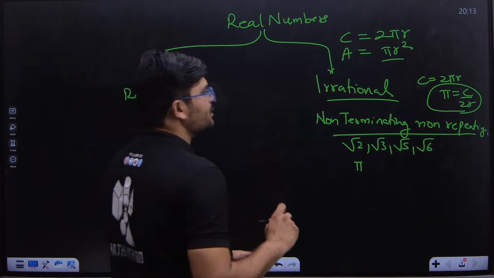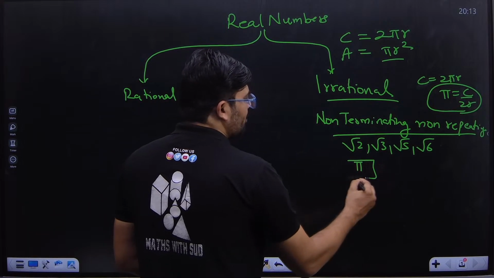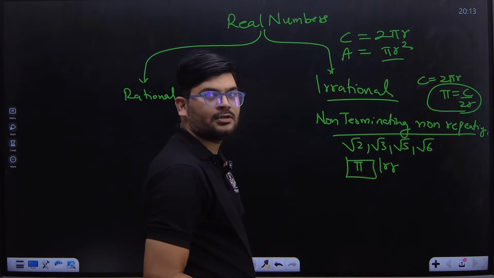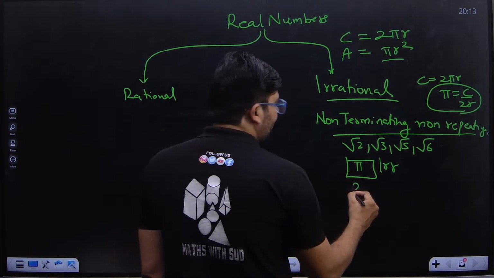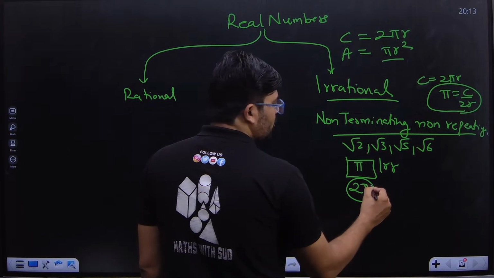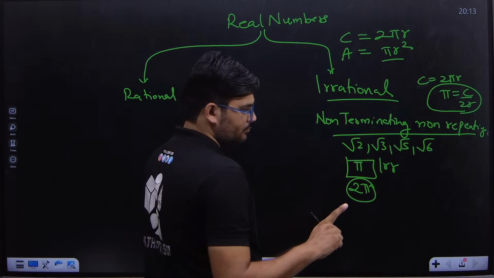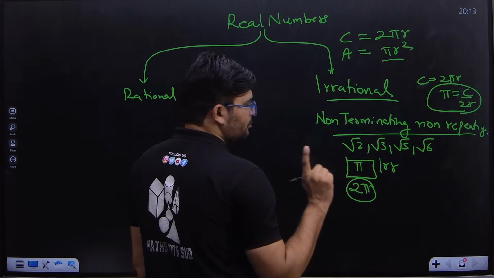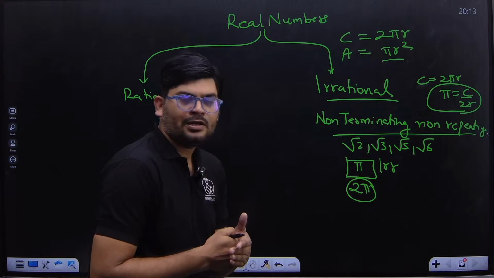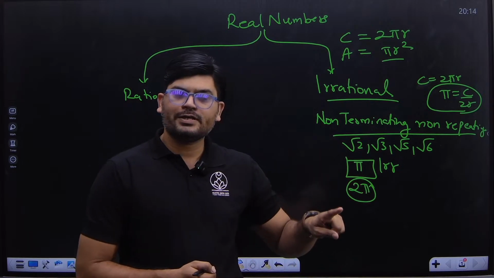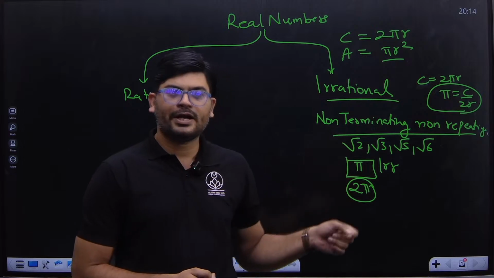But if somebody asks you whether pi is a rational or irrational number, the answer is that it is an irrational number. If you multiply 2 into pi, this will also be irrational. Are you getting it? A non-zero rational number multiplied by an irrational number will always give an irrational number. I made you write all those things yesterday.